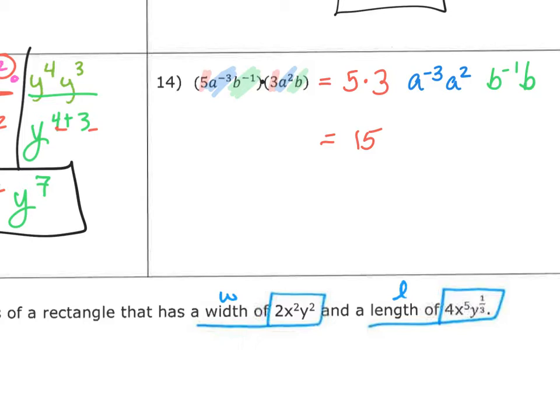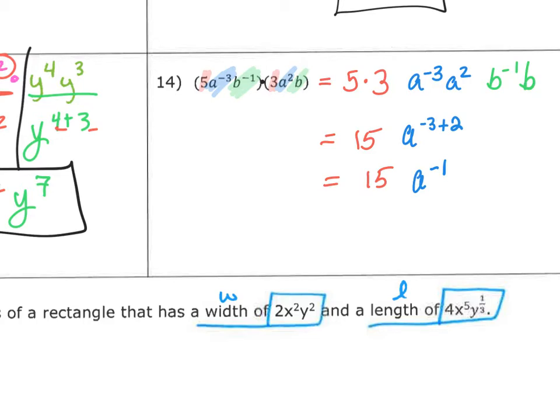Now I'm taking a look at the a's. They have the same base. So this is the same as a to the negative 3 plus 2. All I'm doing is adding those exponents, which is a to the negative 1. I'm writing that 15 down so I don't lose it.